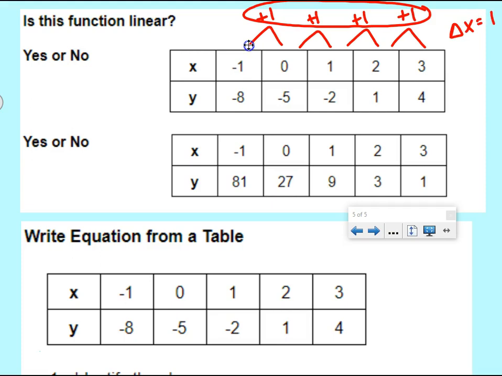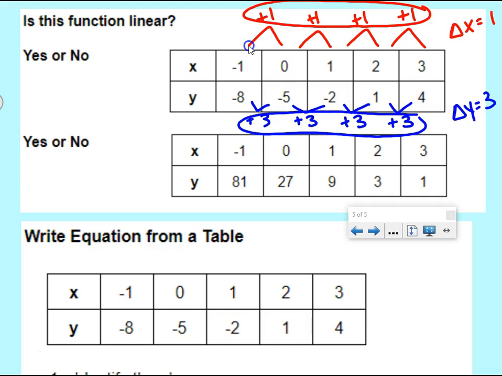Now if we look at our y values, to get from -8 to -5, we would add 3. To get from -5 to -2, we would add 3. -2 to +1, we would add 3. And 1 to 4, we would also add 3. That is a constant change in our y, so our change in y is 3. Which makes this linear, yes. We circle yes.